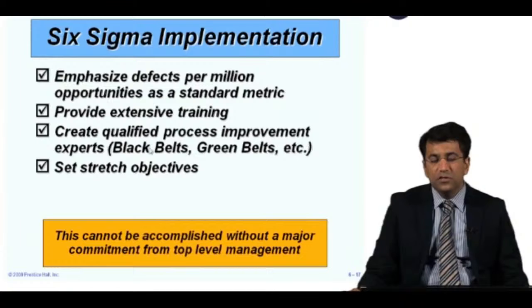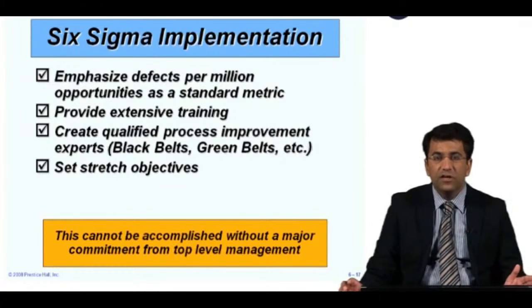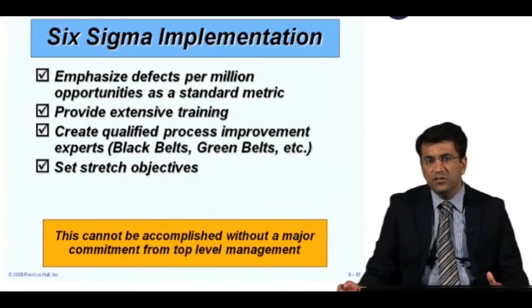Then it creates quality process improvement experts. There are certifications provided by quality-related institutes for Six Sigma, named black belts and green belts. If your organization has achieved this certification, it means you are a quality organization and you are able to provide quality products and services to your customers.